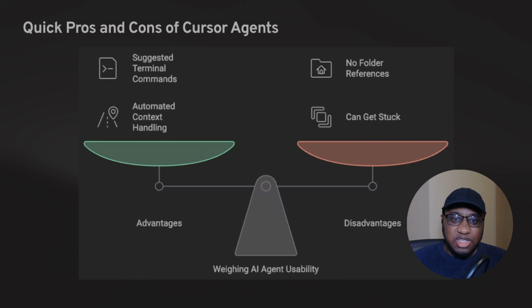A couple of disadvantages: one, there's no folder reference. Maybe that's something that's coming in the future. I don't know if it's a bug in my installation, but I don't see any folder referencing for the agents. And it does have this tendency to get stuck. So it'll just keep spinning and spinning and spinning. I'll have to manually cancel it and try it again. It's even gotten stuck after once or twice. So I chalk that up to this just being an early feature. And I've been an early Cursor user, so I've been through a lot of bugs with this.